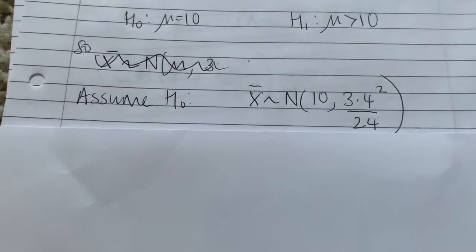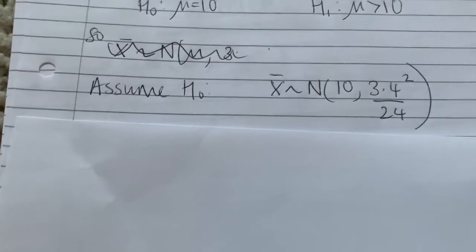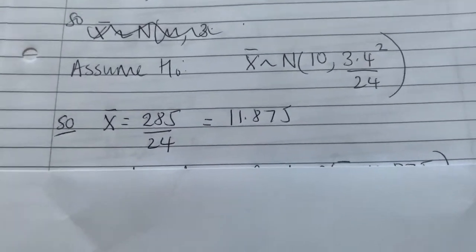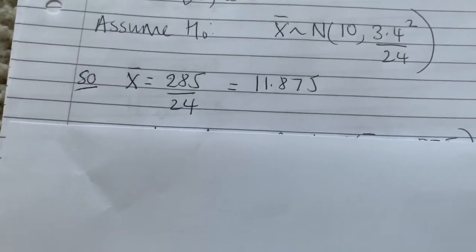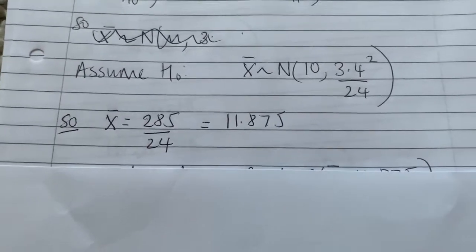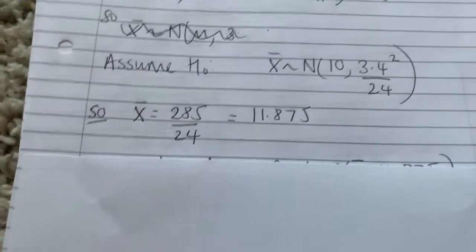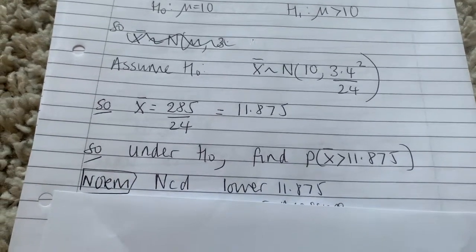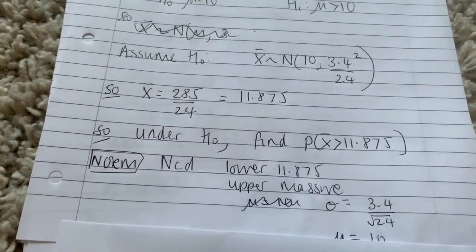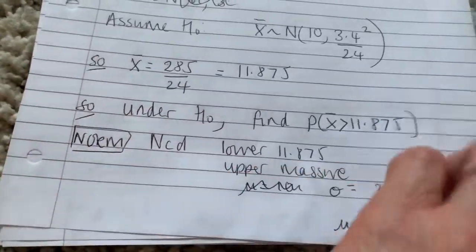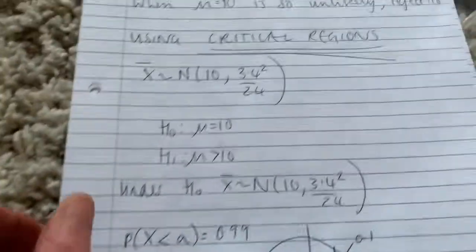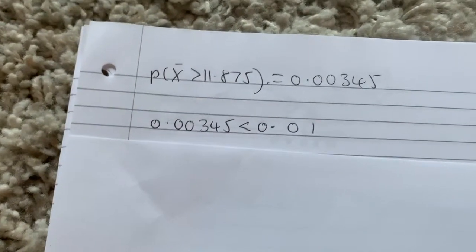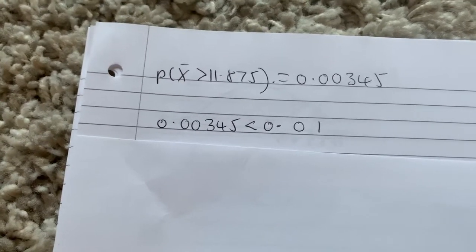Your mean, remember when we're looking at means, it's your variance over n, isn't it, for your sample means. So we assume that. Now we know that if the total length of time for the 24 appointments is 285 minutes, then X bar for those appointments is going to be 11.875. So under the null hypothesis, let's find the probability of X bar being greater than or equal to that. Using your normal distribution on your calculator, you're going to enter those values in. Right, let's see what happens. That probability is tiny. So the probability of this happening under that null hypothesis is less than 1%.